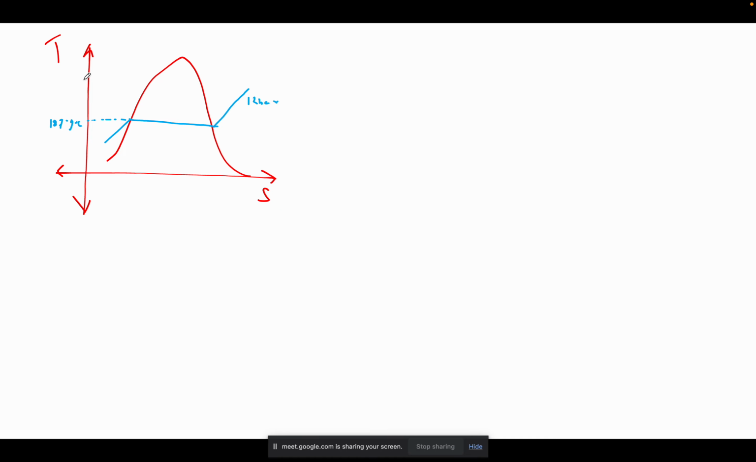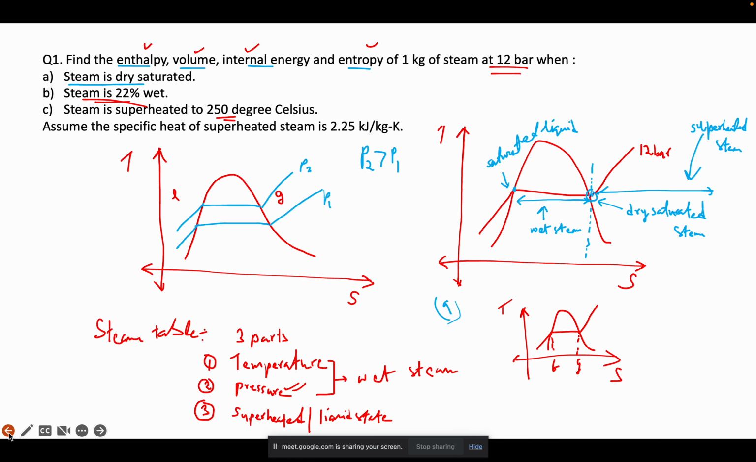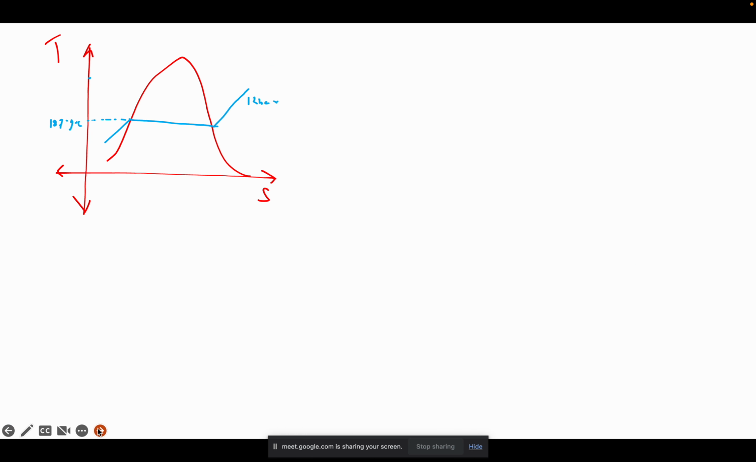That means if you want to draw the, what is the temperature given? 250 degrees Celsius constant temperature line. So I am drawing this constant temperature 250 degrees Celsius line. Sorry, this will be a horizontal line. So this is your T equal to 250 degrees Celsius line. This line will intersect the constant pressure line somewhere here. So now you see at which state it is coming. It's coming in the superheated state.